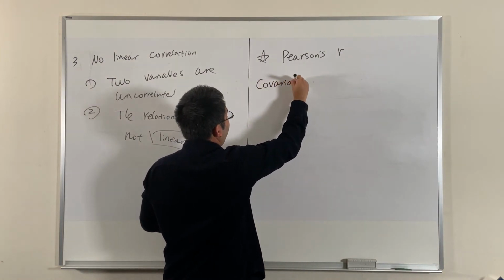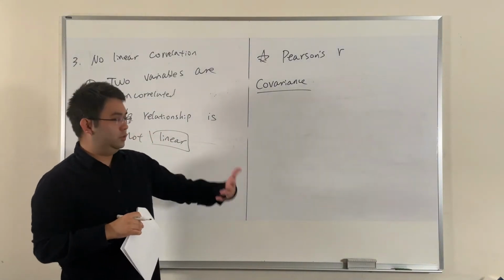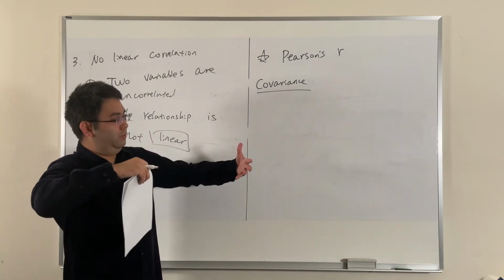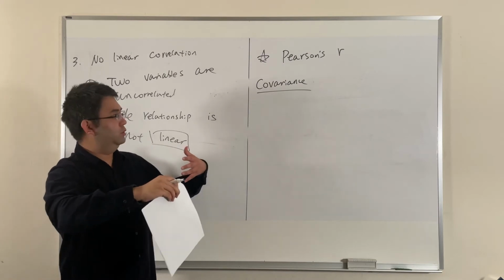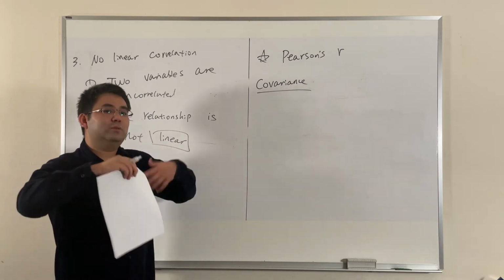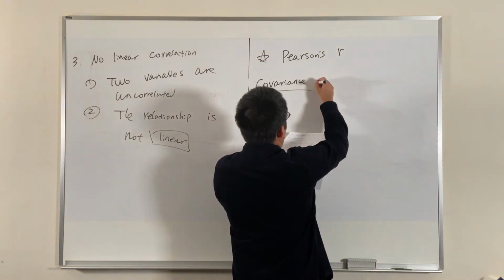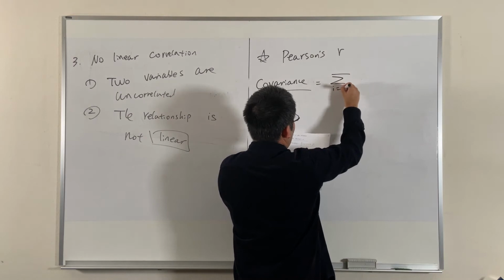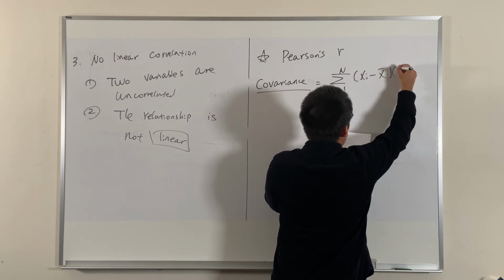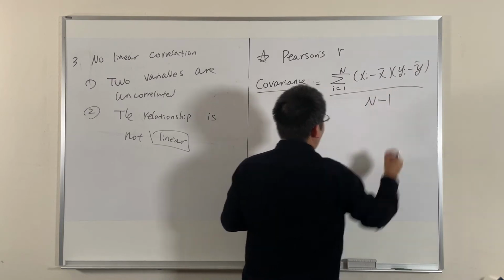Covariance. The concept of covariance answers the question: if one variable changes, how does another variable change with the changes in the first variable? In other words, if you have x and y, two variables, if x changes, how does y change with x? Let me give you the formula here: equals summation i equals 1 to n, (xi minus x bar) multiplied by (yi minus y bar), and everything divided by n minus 1.